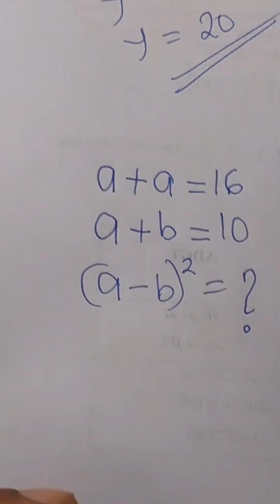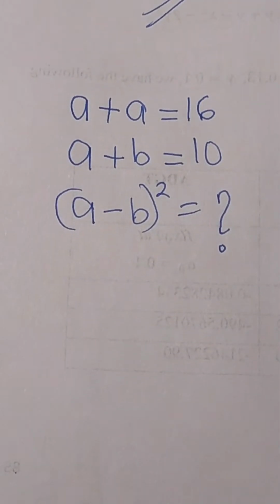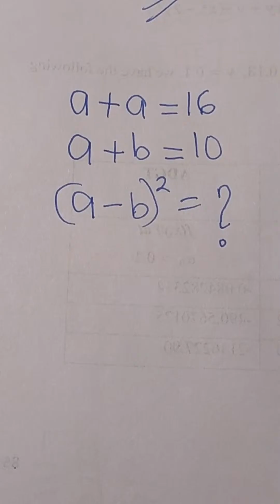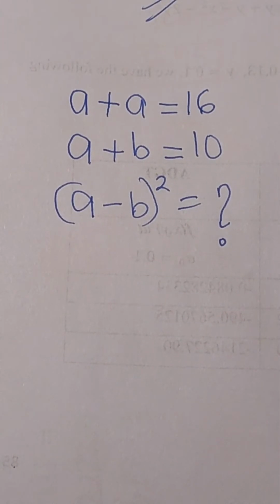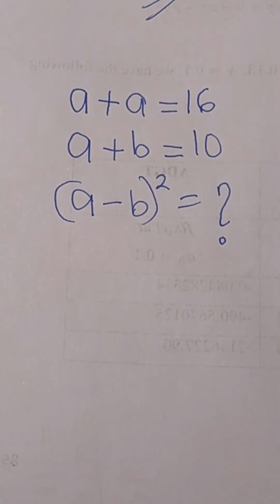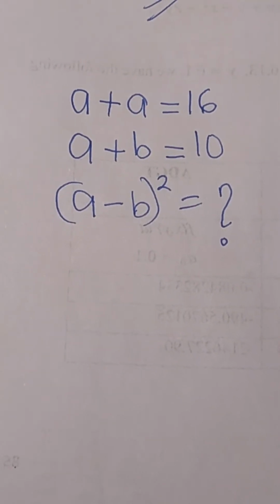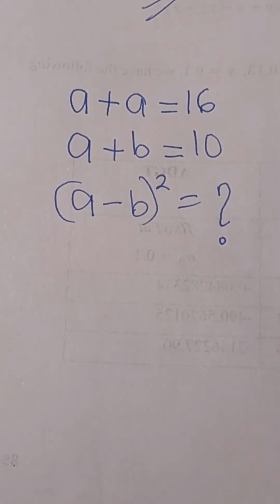All right, so find this, solve this. Yes, I see my mistakes. Okay, Osas, nice. So solve this. Let's see your answer. We have a plus a is 16, a plus b is 10, then (a minus b) all squared is equal to what? So solve. Let's see the answer. Please solve, drop your answers. Let's go.